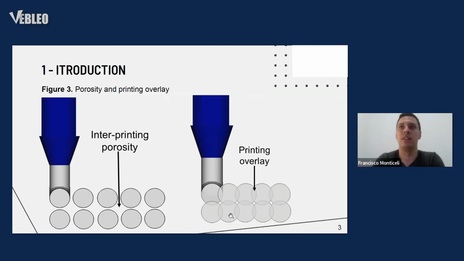The first thing we're going to try is to overlay the printing sections. So this is an important way to reduce the voids between the filaments. However, we need an appropriate overlay, because with a lower overlay we will increase these voids, and with a higher overlay we can change the geometry and change the fiber direction, which is also detrimental to the mechanical performance.